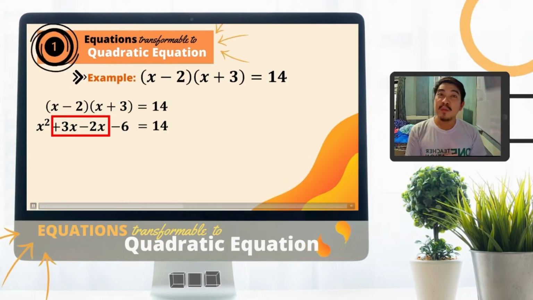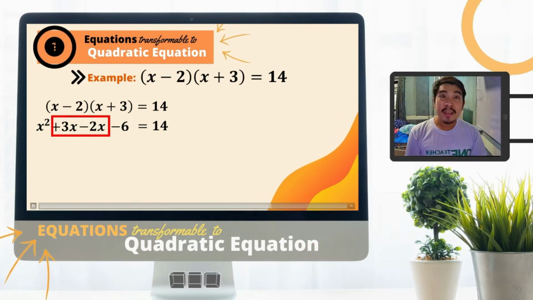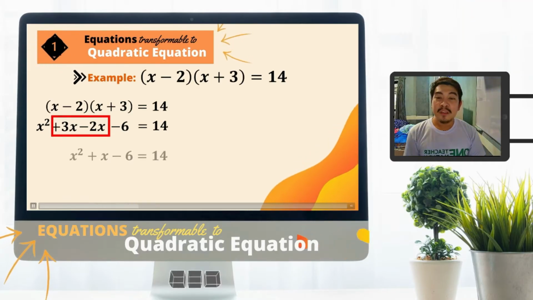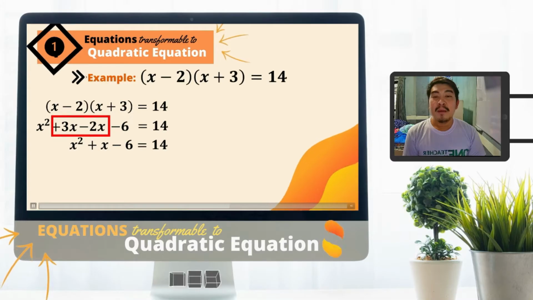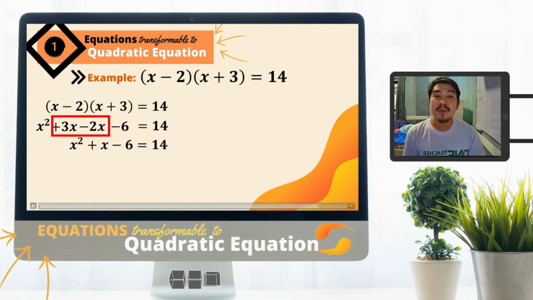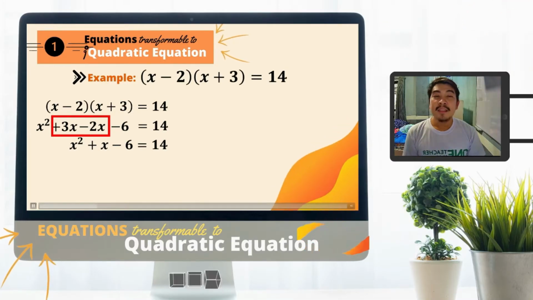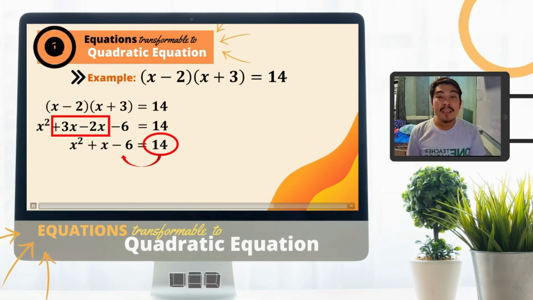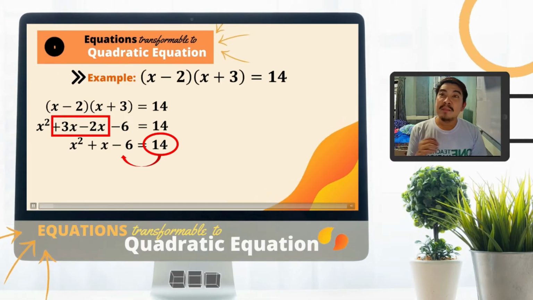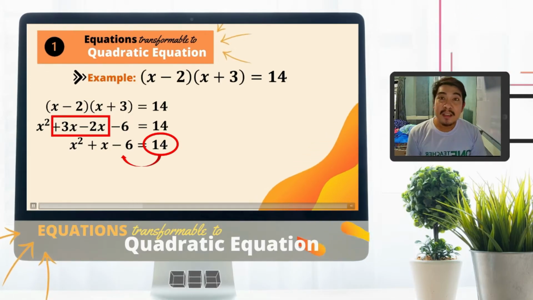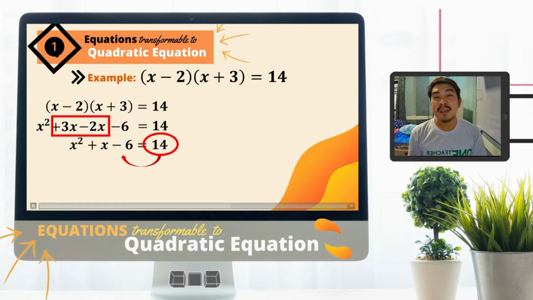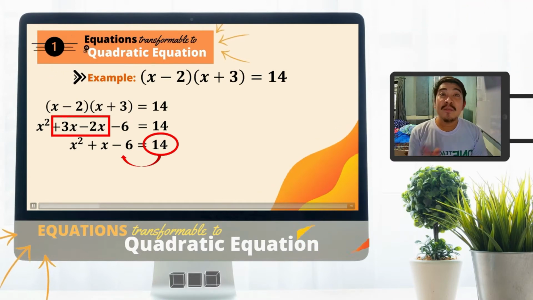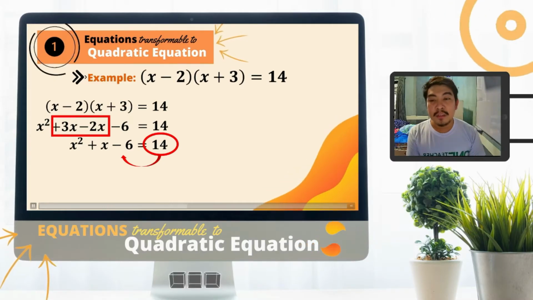So 3x minus 2x will give us positive 1x or just positive x, which will make our equation equal to x squared plus x minus 6 equals 14. And then, let us make this in standard form. Lipat natin si 14 sa kabilang side ni equation. So, kapag naglilipat tayo, we will be changing the sign. Kung positive siya, pag nilipat, magiging negative. Or you can apply addition property of equality by adding negative 14 to both sides of the equation.